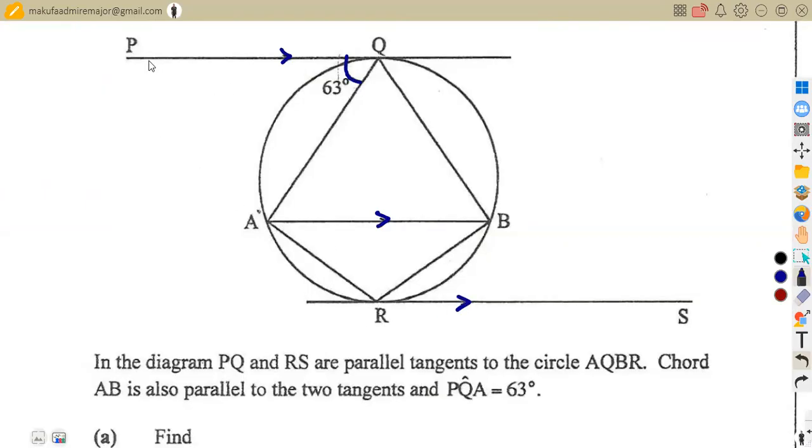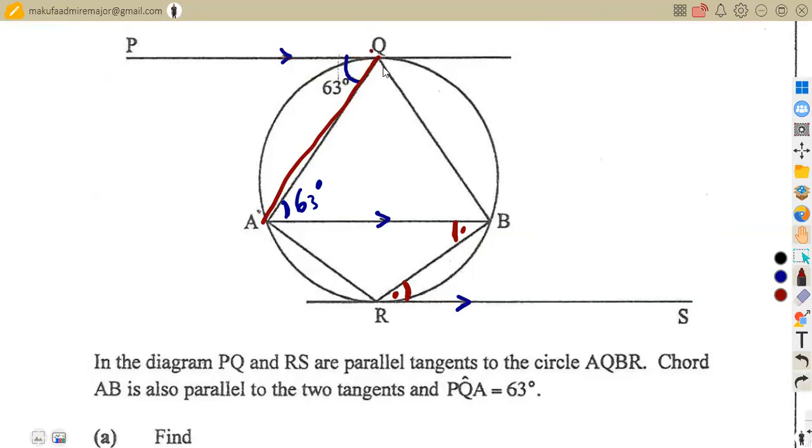So let us just consider our parallels. As we can see, we are creating a Z. So this angle here is going to be also 63 degrees from the Z angle concept. Also here, we are creating a Z at B to this S. So this angle at B and this angle at R are going to be the same. Also from our tangents, we know there's an angle between a tangent and a chord formed.